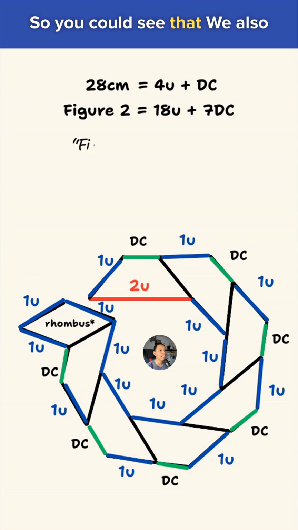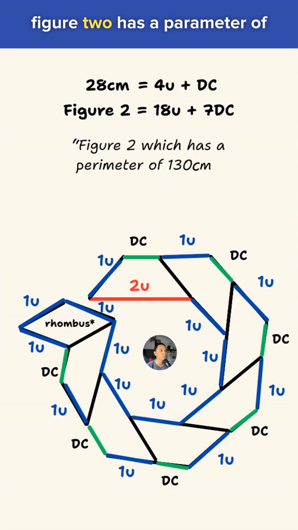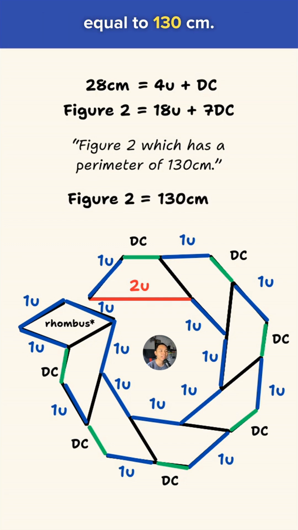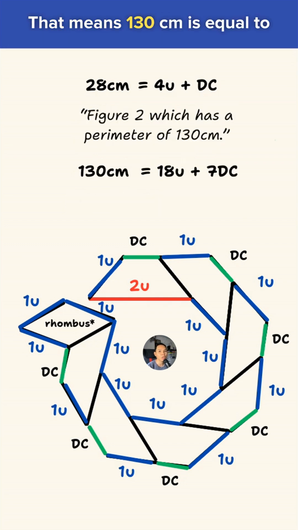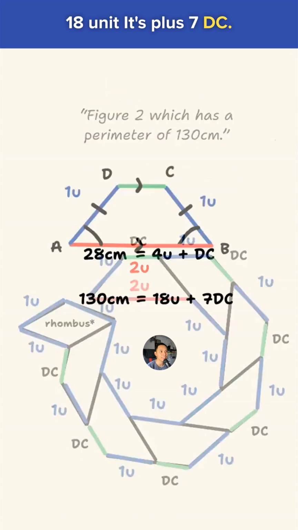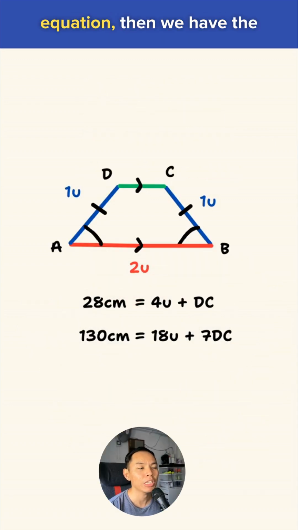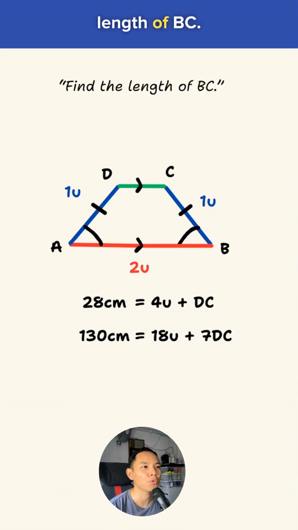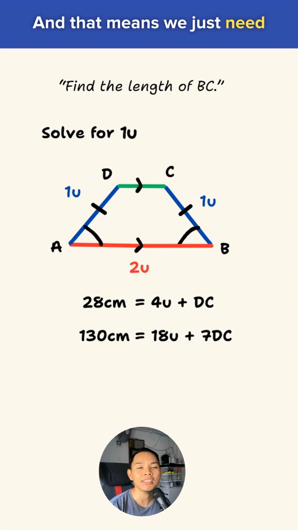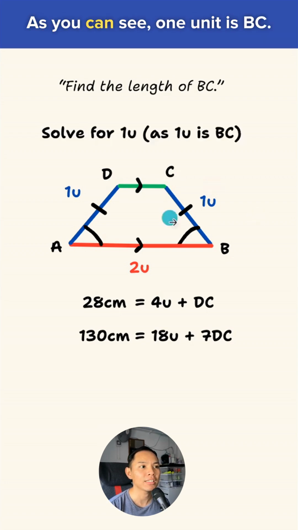We also know that in the question, figure 2 has a perimeter of 130 centimeters. So that means 130 centimeters is equal to 18 units plus 7 DC. Since we know these two equations, the last thing is we want to find the length of BC. That means we just need to solve for 1 unit. As you can see, 1 unit is BC.